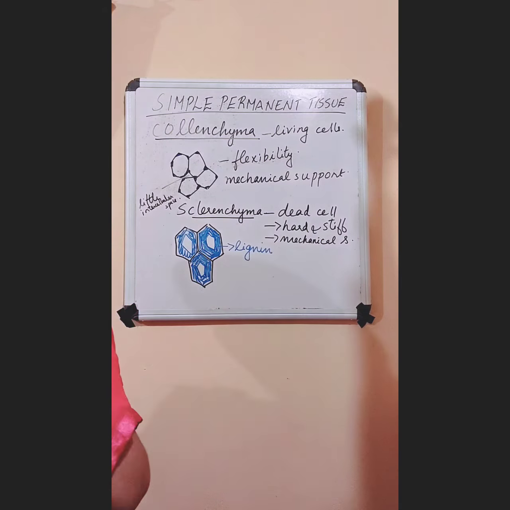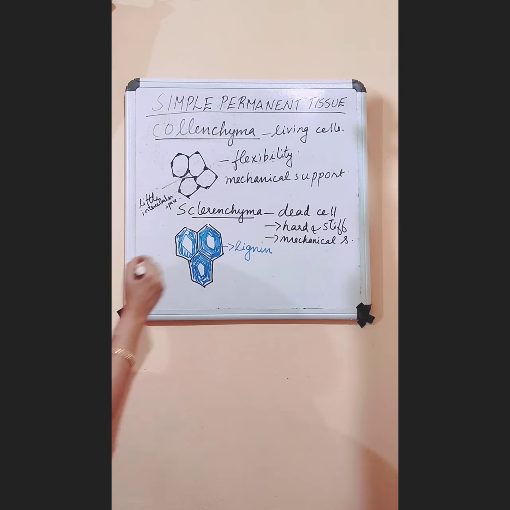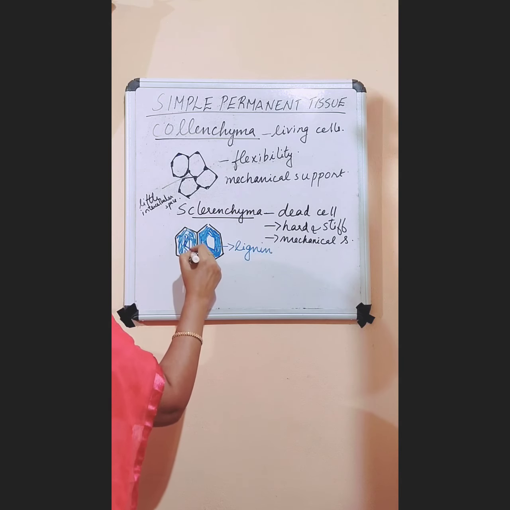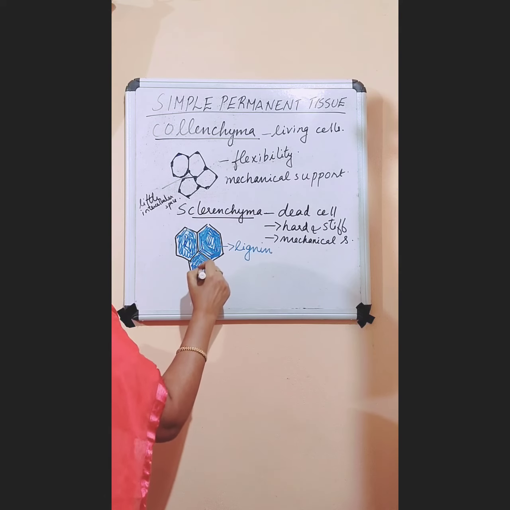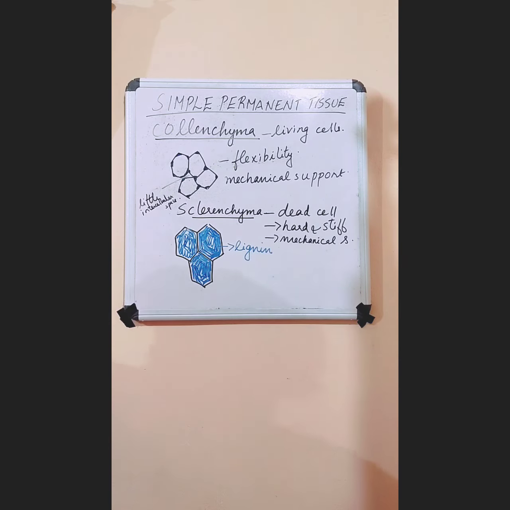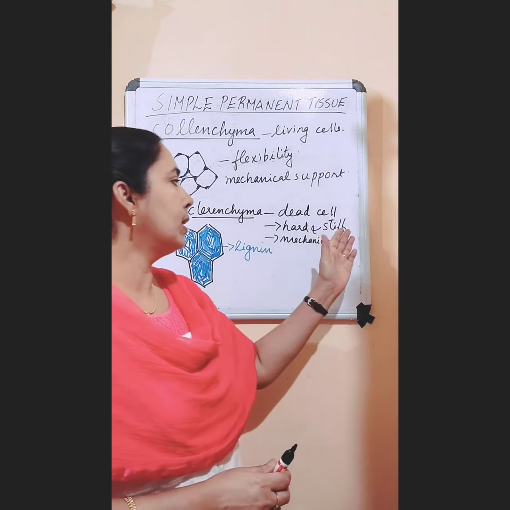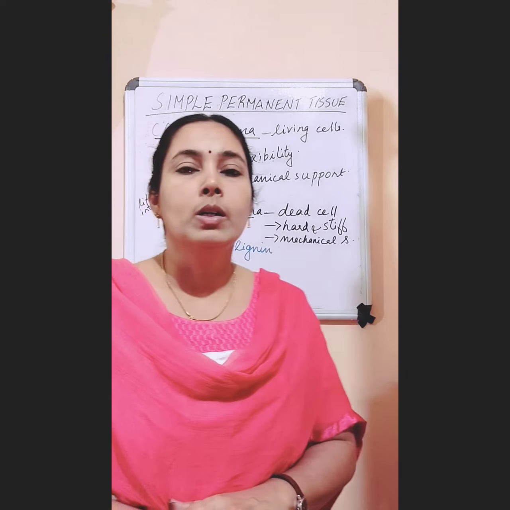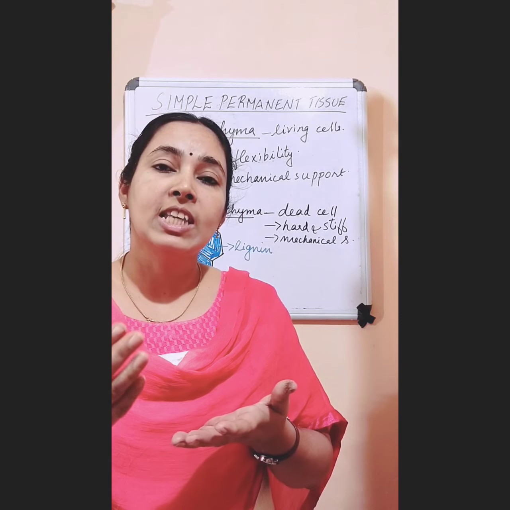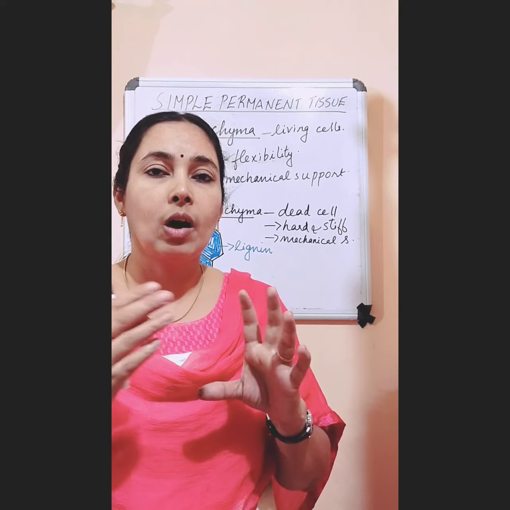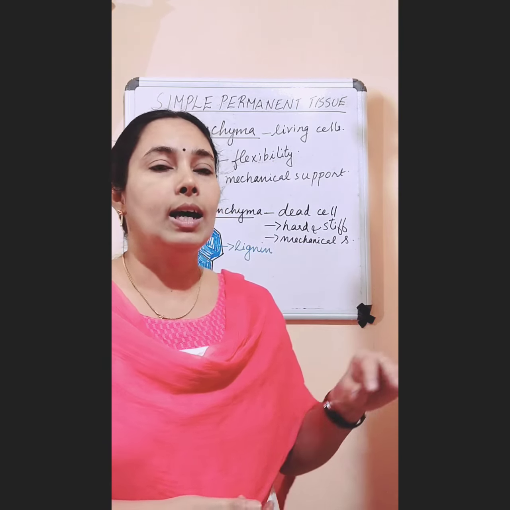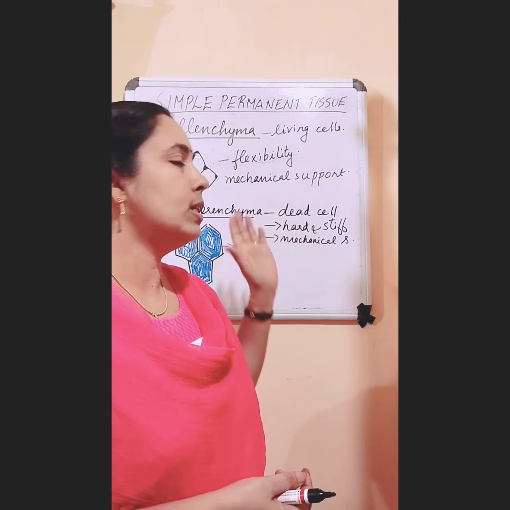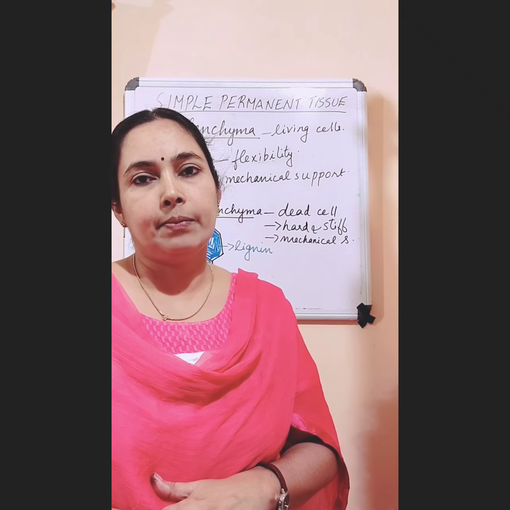So the cavity is absent inside the cells. It is thickened by a substance called lignin. And what is the function? It makes the plant parts hard and stiff and gives mechanical support. You know the outer covering of seeds or nuts. It is very hard, and that outer covering is made up of these sclerenchyma cells.